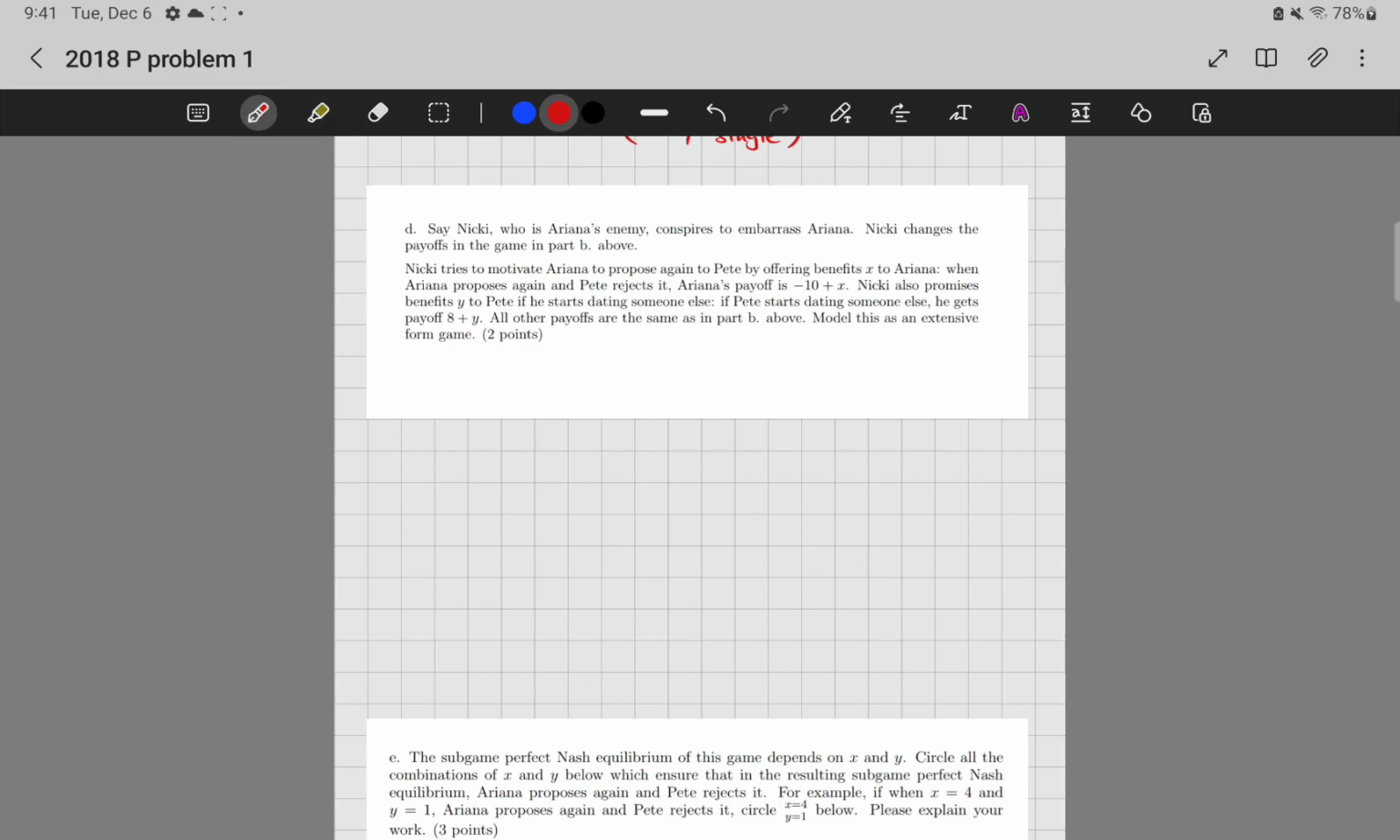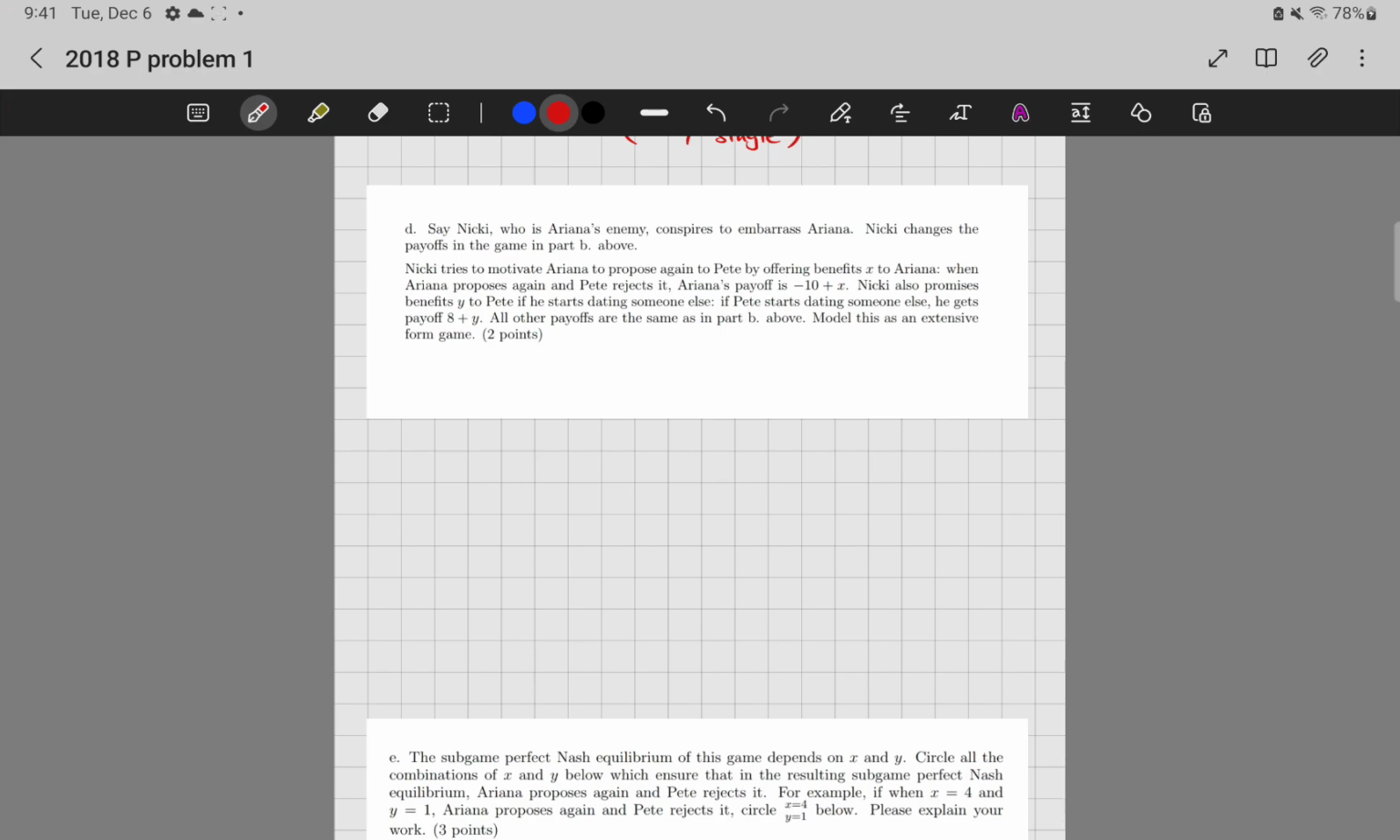Now, for section D. Say Nikki, who is Ariana's enemy, conspires to embarrass Ariana. Nikki changes the payoff in the game in part B above. Nikki tries to motivate Ariana to propose again to Pete by offering benefits X to Ariana. When Ariana proposes again and Pete rejects it, Ariana's payoff is -10 plus X. Nikki also promises benefits Y to Pete if he starts dating someone else. If Pete starts dating someone else, he gets a payoff of 8 plus Y. All of the payoffs are the same as in part B above. Model this as an extensive form game.